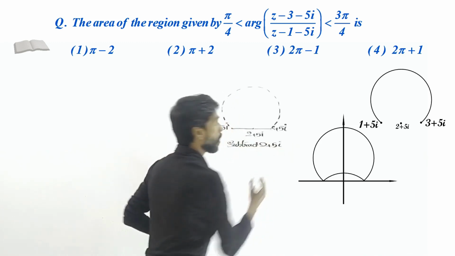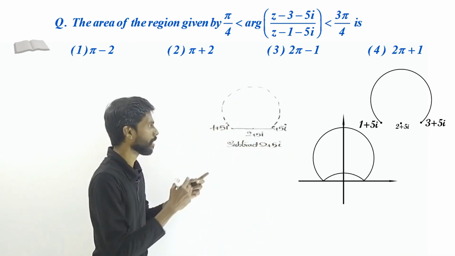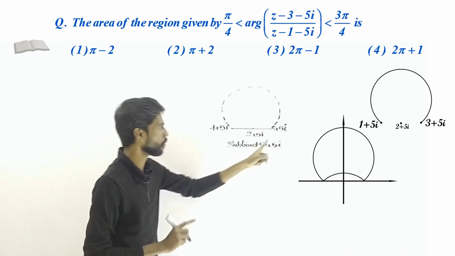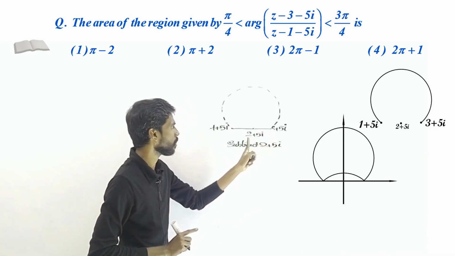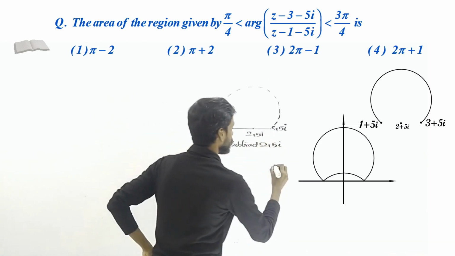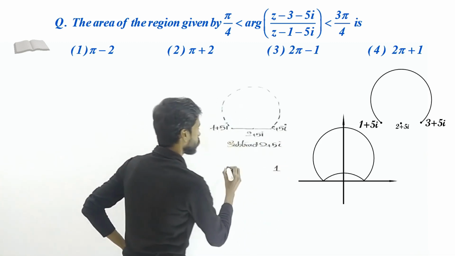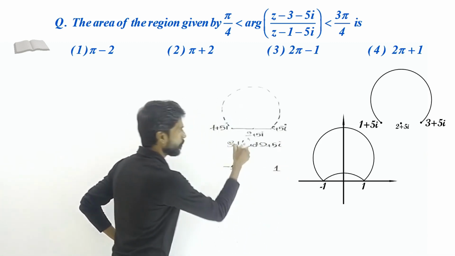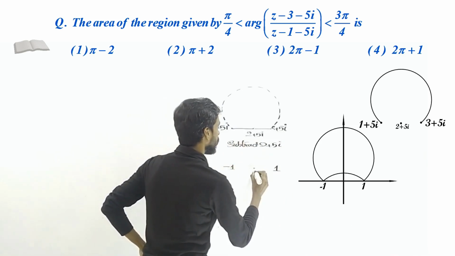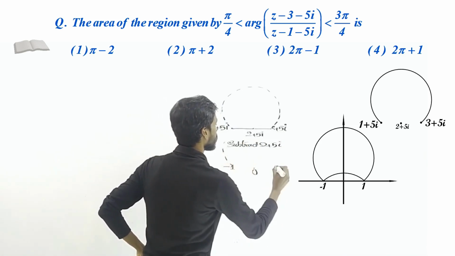If you don't want to use the concept of shifting the origin, we simply call it just subtraction. So if you subtract, what will you get? So this is 1, 5i gets cancelled. That means it's just 1. And this value will be minus 1. And if you subtract 2 plus 5i from here, so that is origin. That means our circle will be like this.